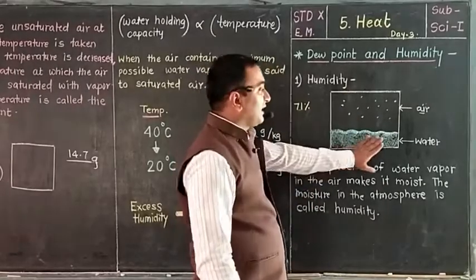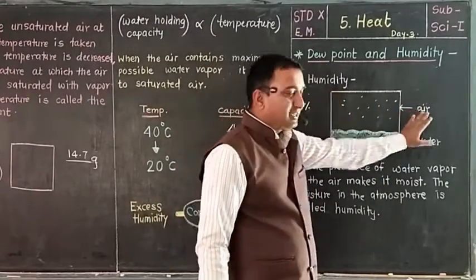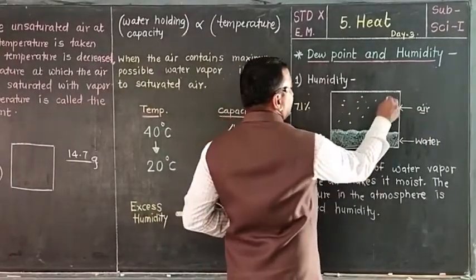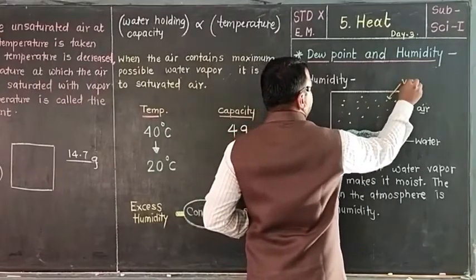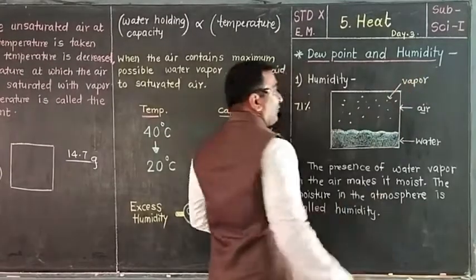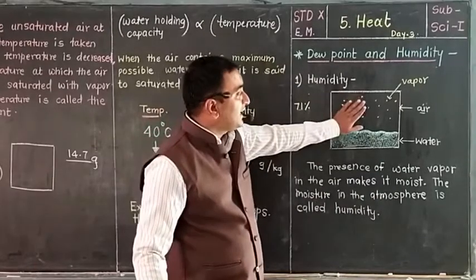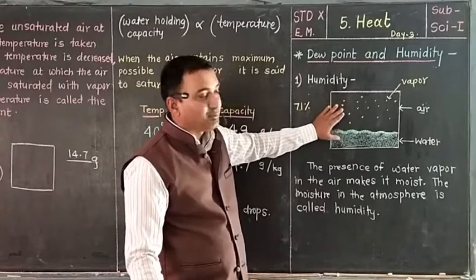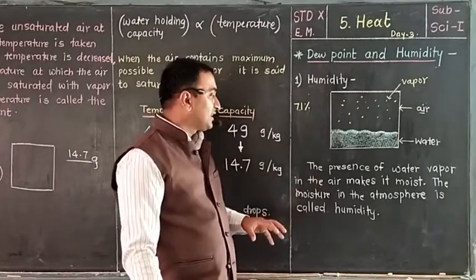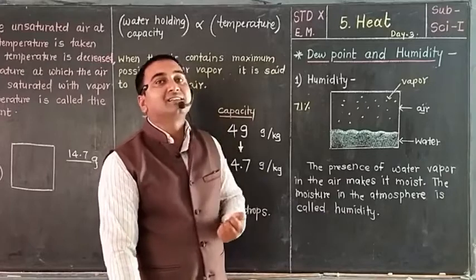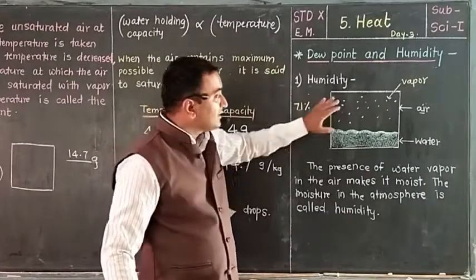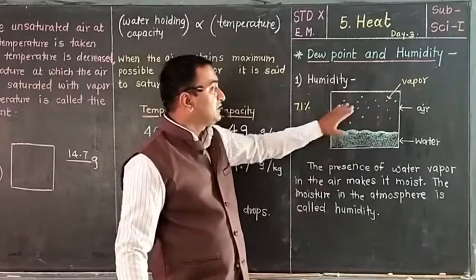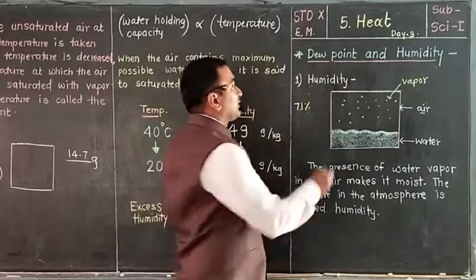So what are these? This part is water, the empty part is the air, and the points we are observing on the board are the vapors. Vapors are now in the atmosphere, and when the quantity of vapor increases, it makes the air moist. Such moisture present in the atmosphere is called humidity.